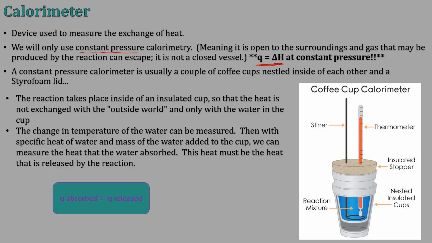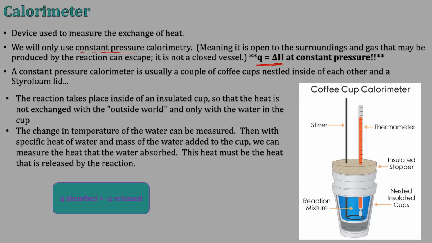A constant pressure calorimeter is usually a couple of coffee cups. They stick a couple of insulated cups together so that it's well insulated, with some sort of styrofoam lid or a cork lid or something. And then sometimes you'll have a little stirrer in there that you can wiggle around a little bit or go up and down with, and it'll stir the solution up.